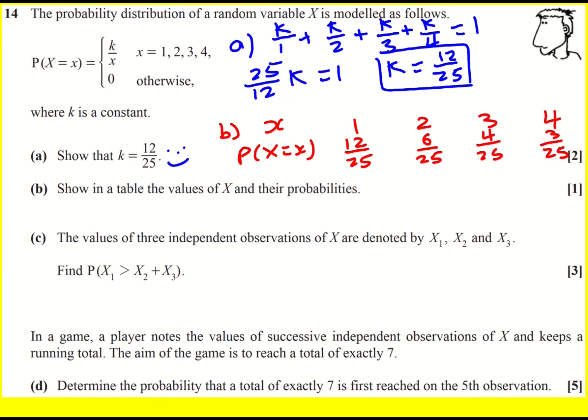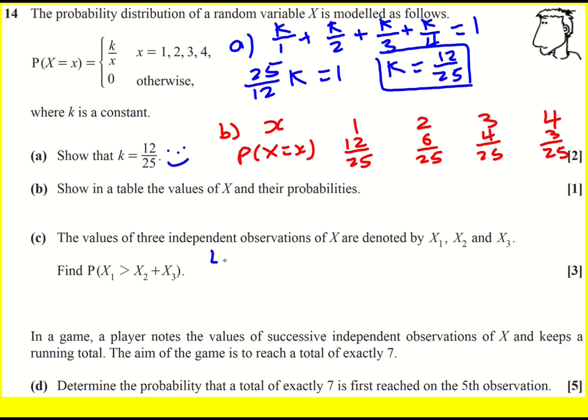All right, here's where it gets interesting. The values of 3 independent observations of x are denoted x1, x2, x3. Find the probability that the first observation is greater than the second plus the third observation. So let's systematically work through how this could happen.